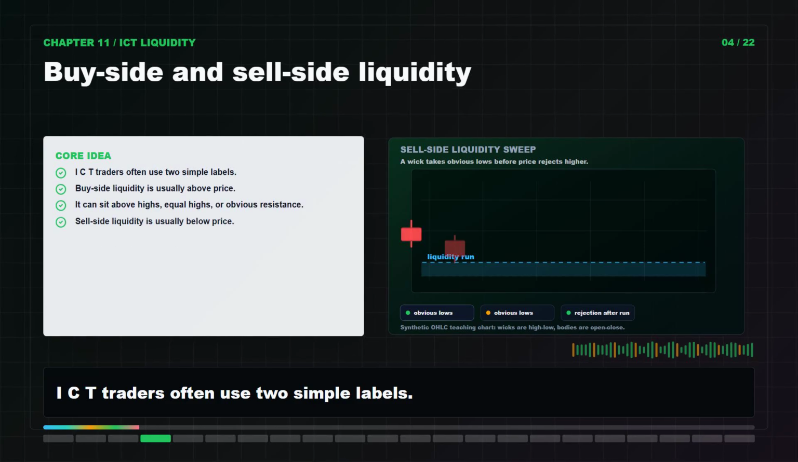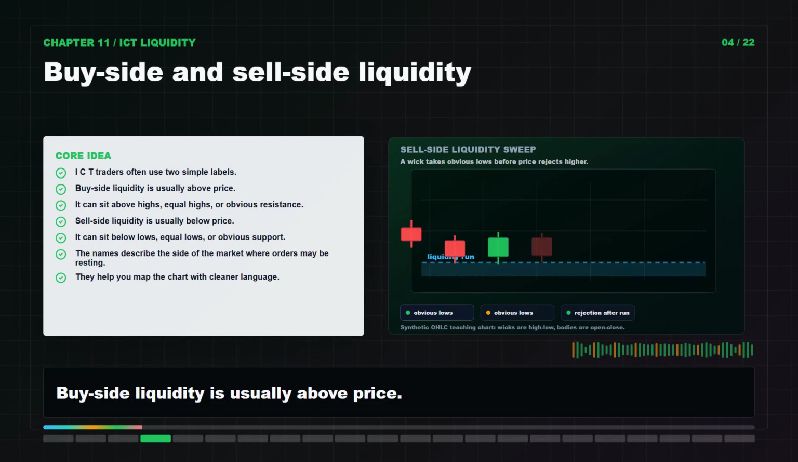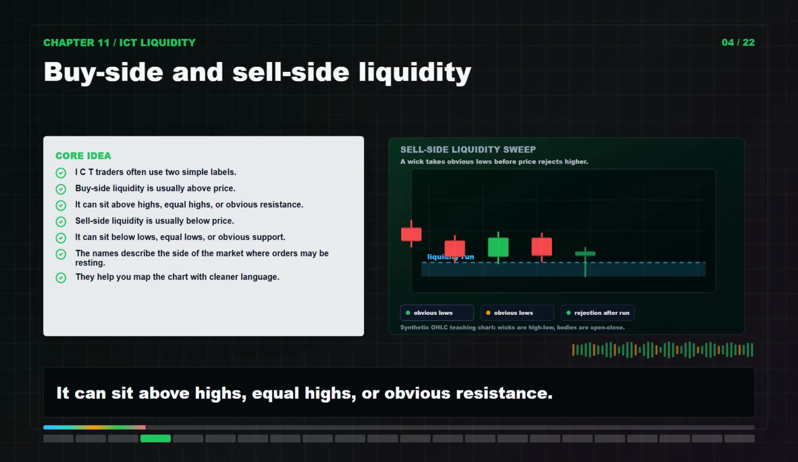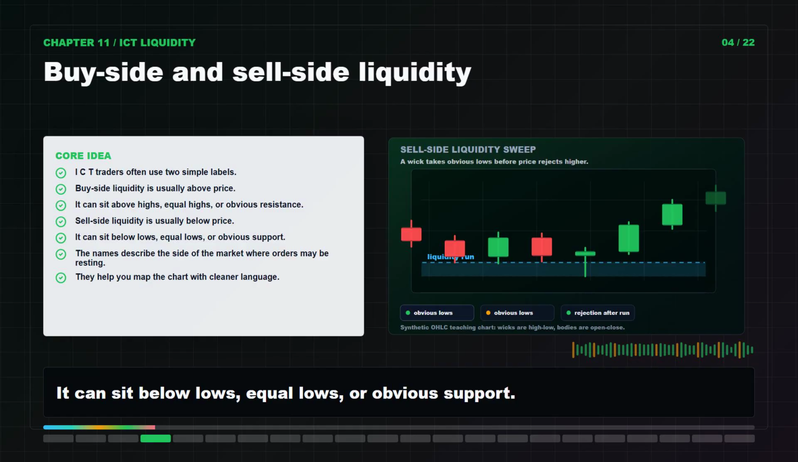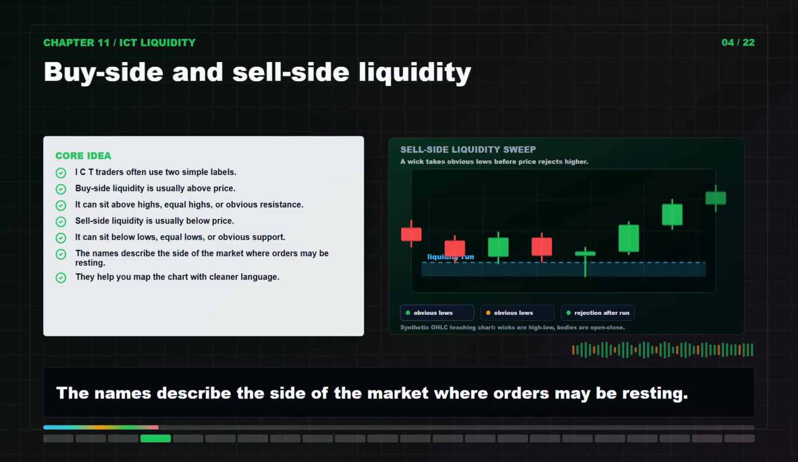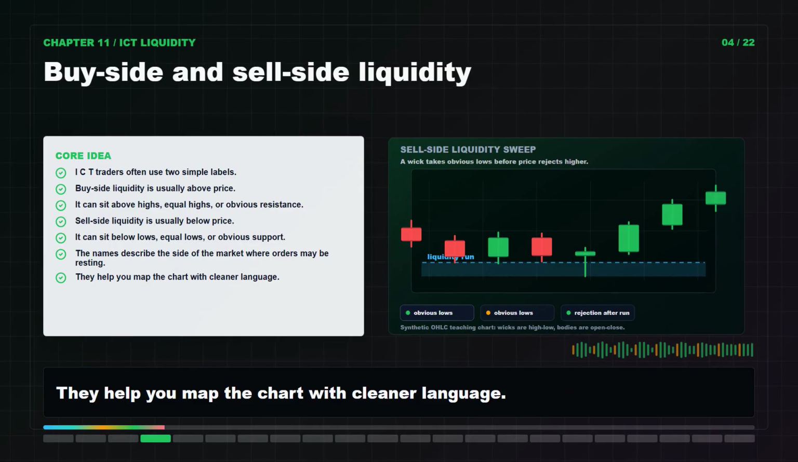ICT traders often use two simple labels. Buy-side liquidity is usually above price. It can sit above highs, equal highs, or obvious resistance. Sell-side liquidity is usually below price. It can sit below lows, equal lows, or obvious support. The names describe the side of the market where orders may be resting. They help you map the chart with cleaner language.